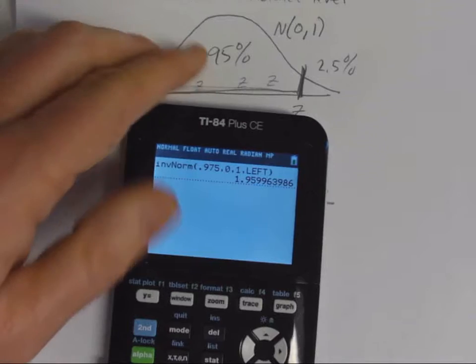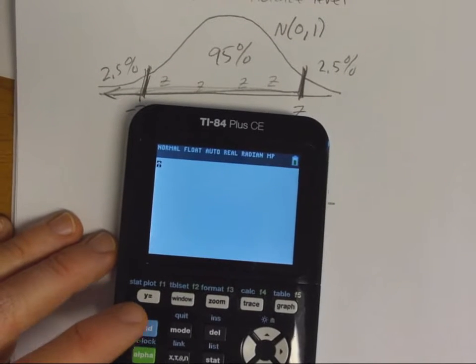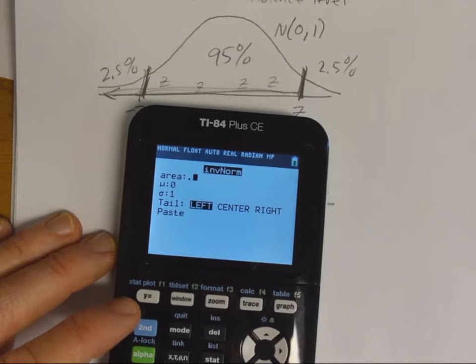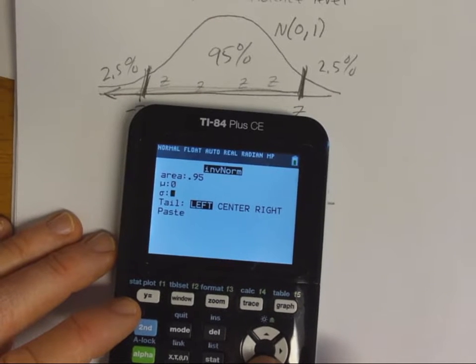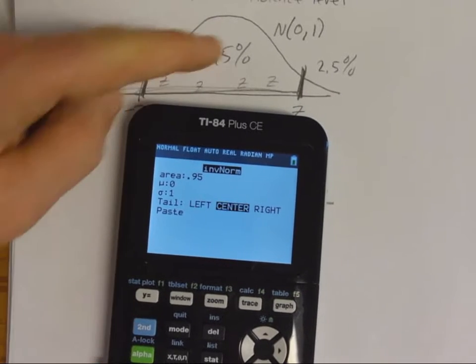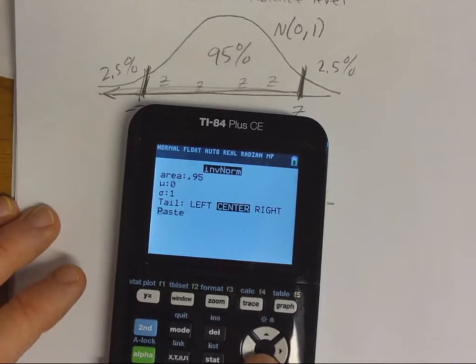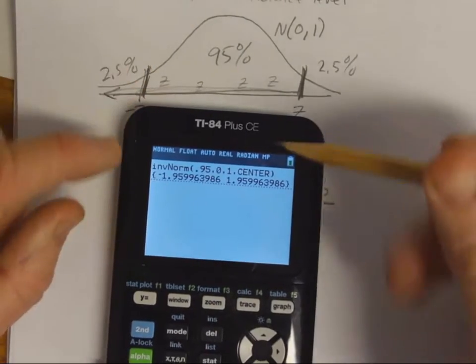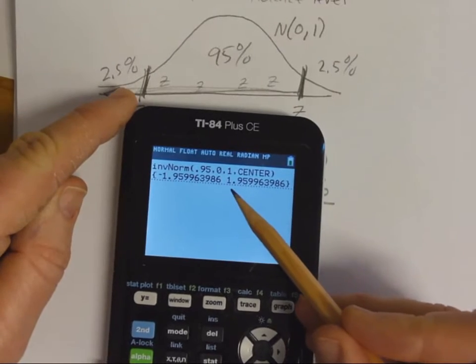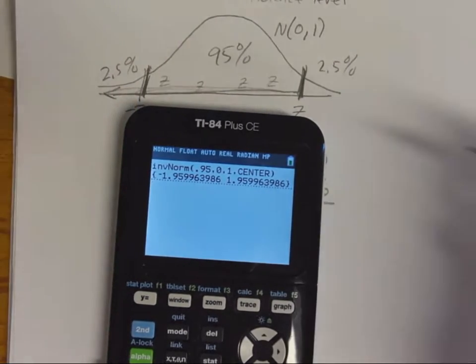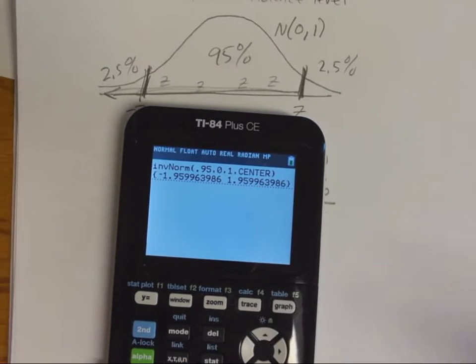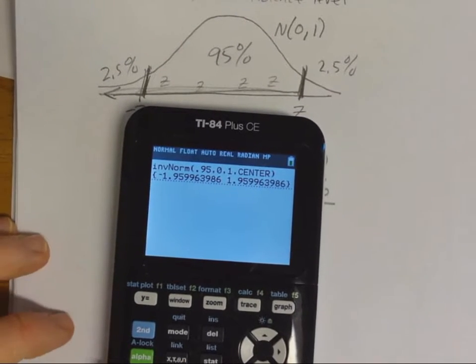And so when we do that, I go second distribution, inverse norm, and I'll do 0.95 because that is the center area. Now it's just going to take that middle area there, and it'll give me both of those values. So the critical value, use the positive one. It's going to be plus or minus in the formula anyway. So there it is. That is how you can find that.